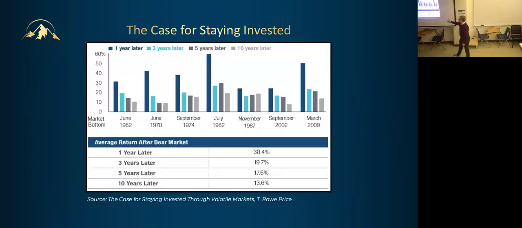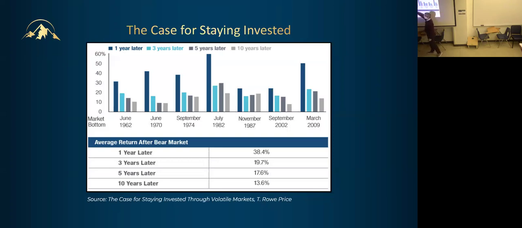We talked about the case for staying invested, one of my favorite conversations to always have, because what we're looking at here is the case for staying invested through volatile markets from T. Rowe Price. This was a study they did. They looked at market data, and at returns that happened after bear markets. So what you're seeing is different market bottoms, where the market tumbled, finally reached a point where it started to rebound.